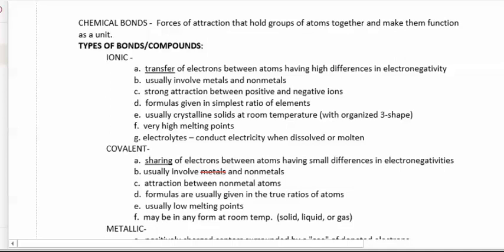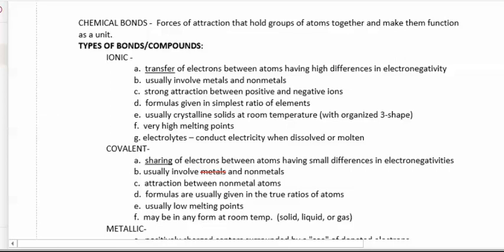Okay, so we're going to be talking about chemical bonds. Chemical bonds are the forces of attraction that hold groups of atoms together and function as a unit. So we've primarily talked about ionic compounds up to this point, but they have to do with what's happening with the electrons.